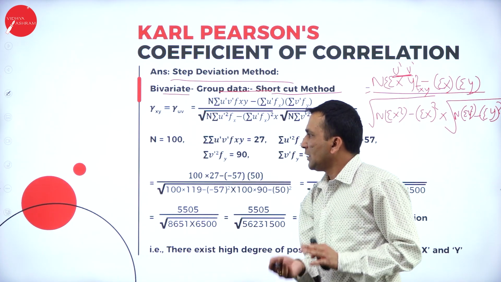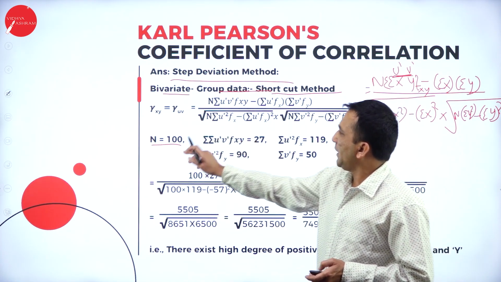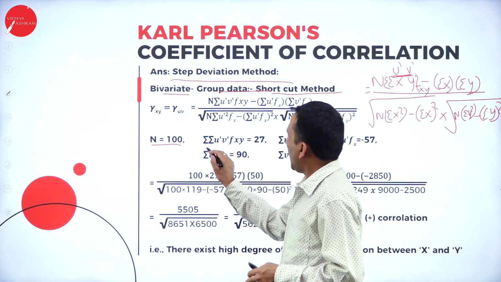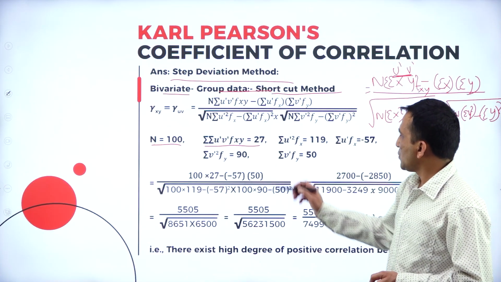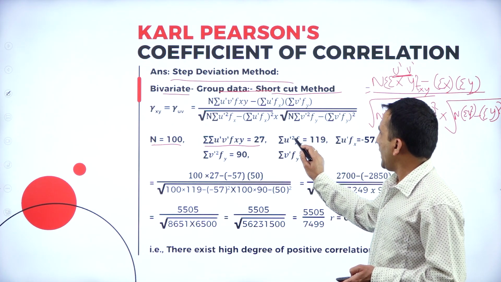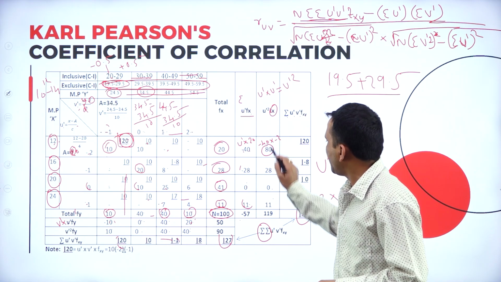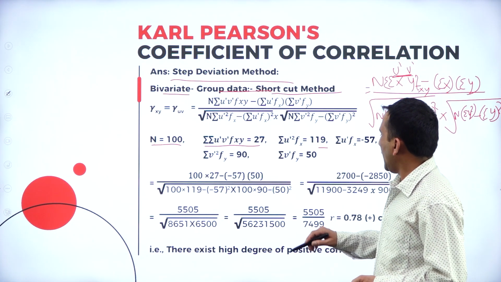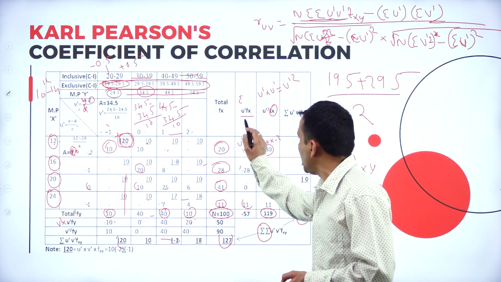I just want to take the value whatever we are getting. So for the bivariate table, we got n, the total frequency for x and y, 100, and the double sigma after taking this total we got 27. So I have written sigma u dash square f dash, we got 119, and sigma u dash f dash we got minus 57, this total.